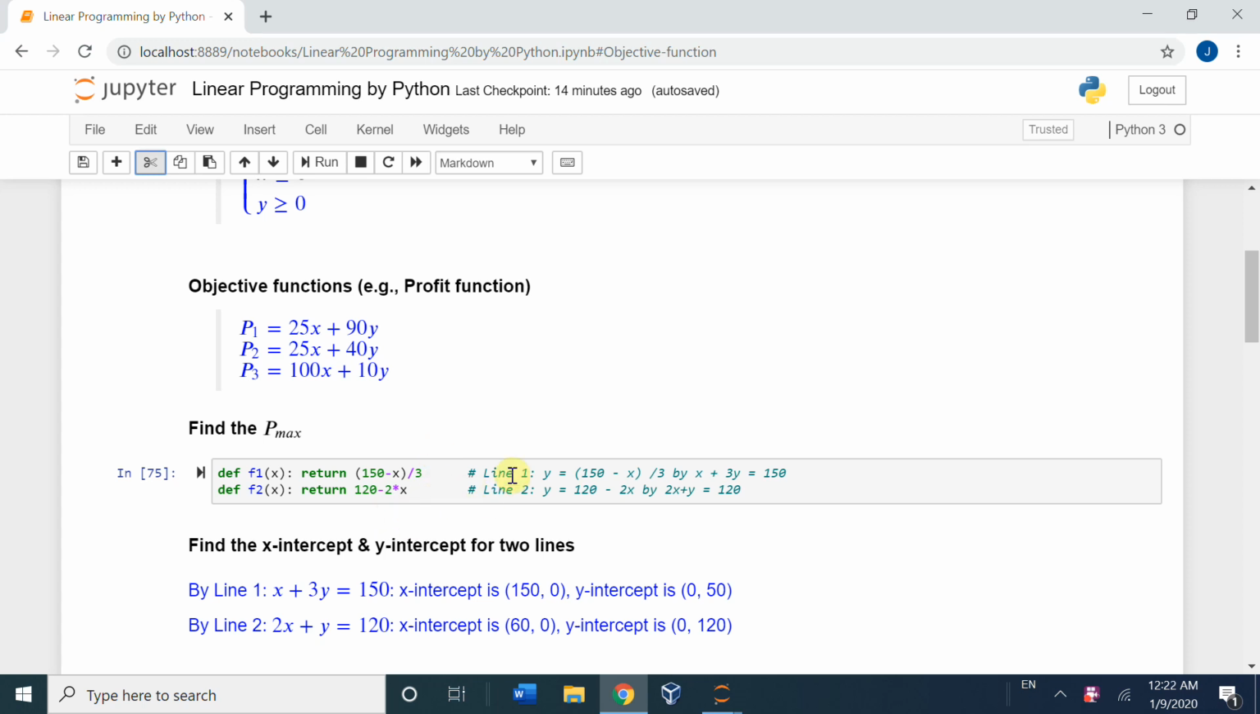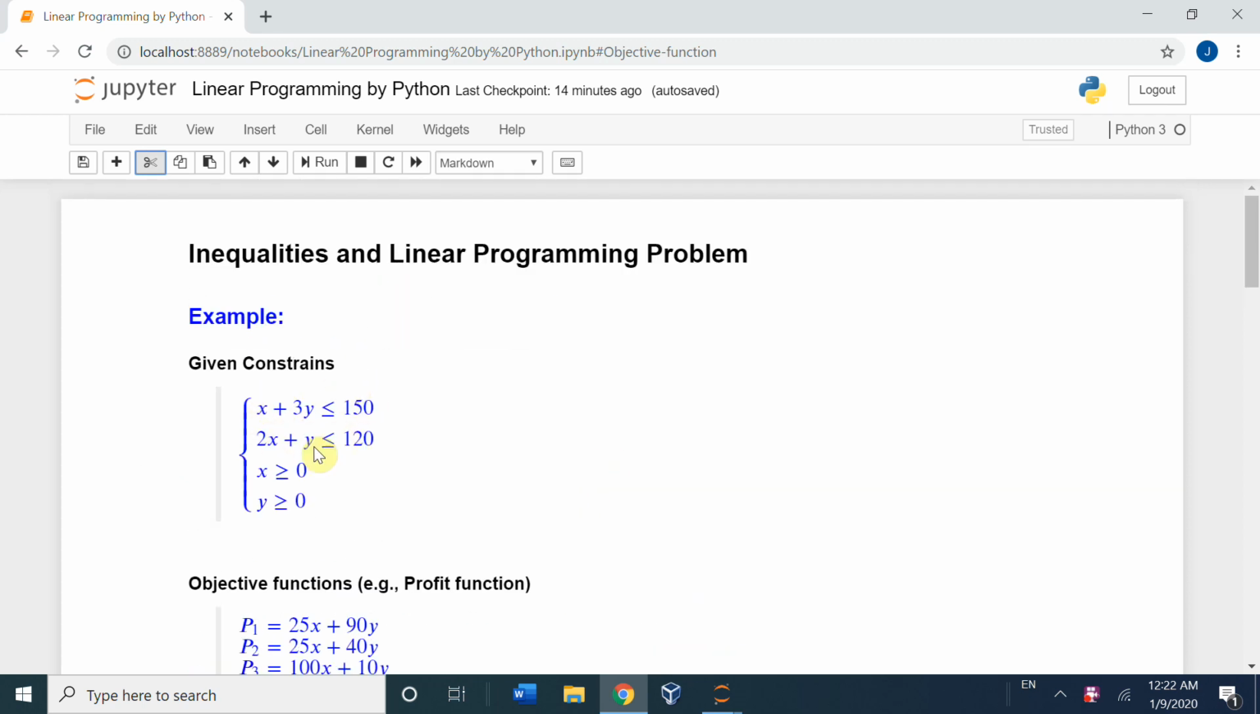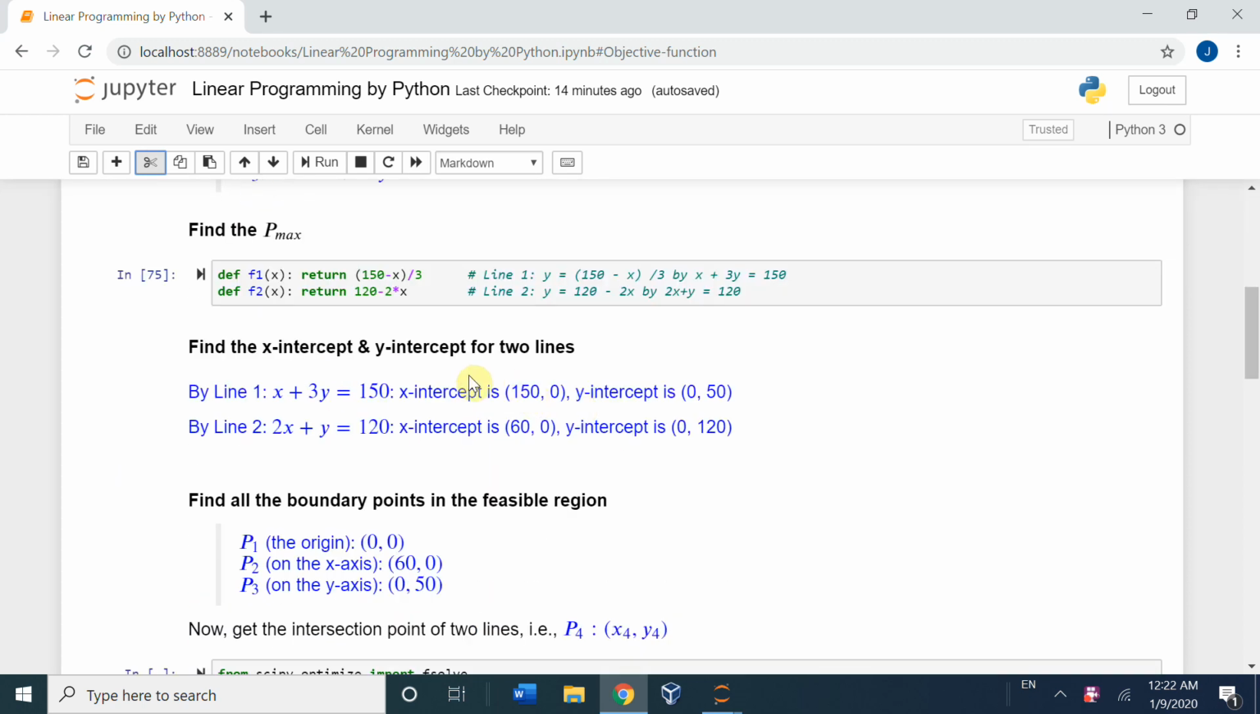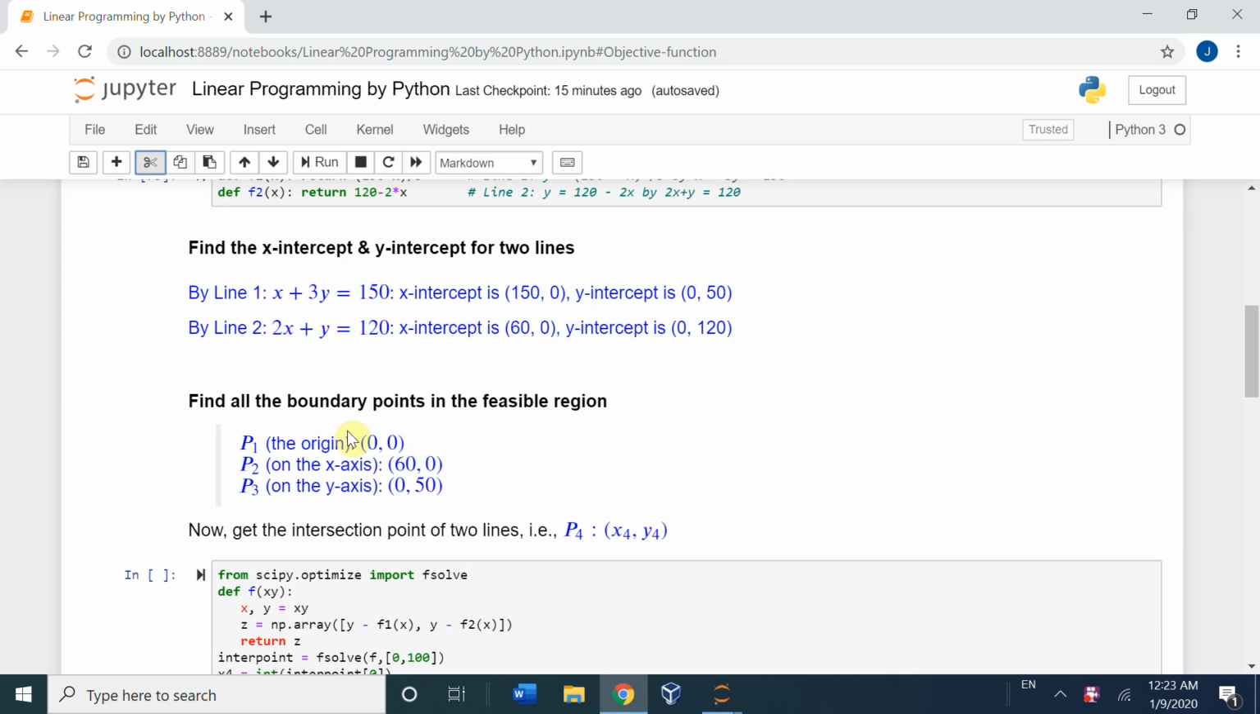First, let's define the 2 lines from those 2 inequalities. Then we have x-intercept and y-intercept for those 2 lines. Next, let's find all the boundary points. The first point, P1, is the origin 0, 0. The second, on the x-axis, we choose a smaller x value, so 60, 0. For P3, on the y-axis, we also choose a smaller one, so 0, 50.